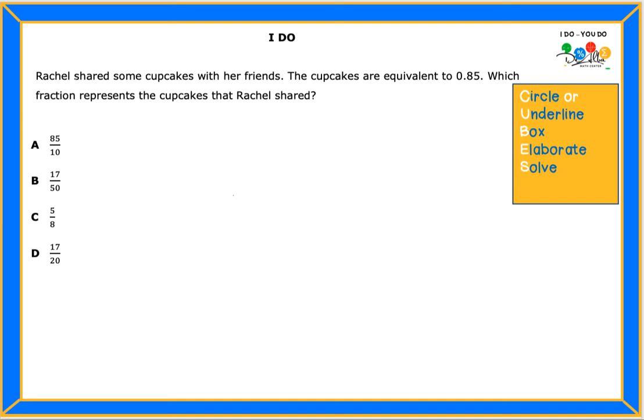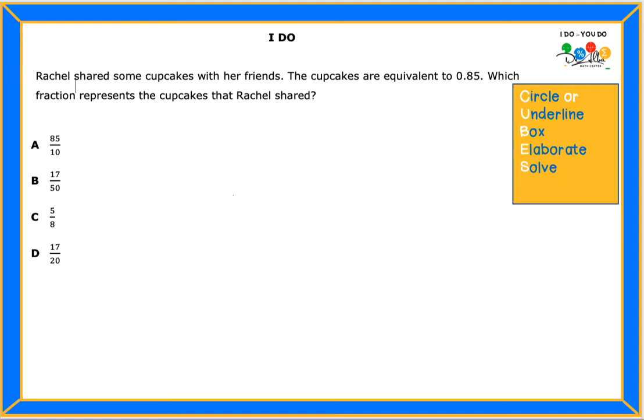Hello students, let's read this question. Rachel shared some cupcakes with her friends. The cupcakes are equivalent to 0.85 hundredths. Which fraction represents the cupcakes that Rachel shared?